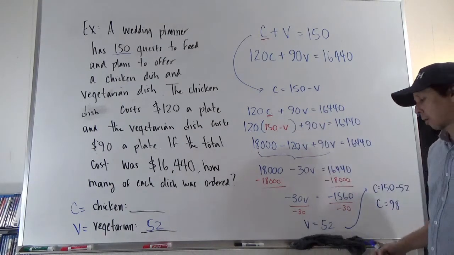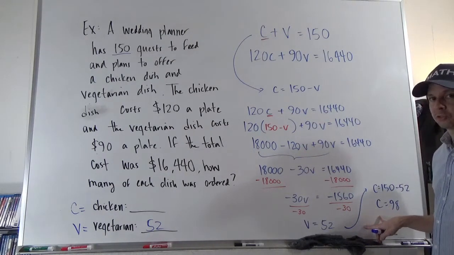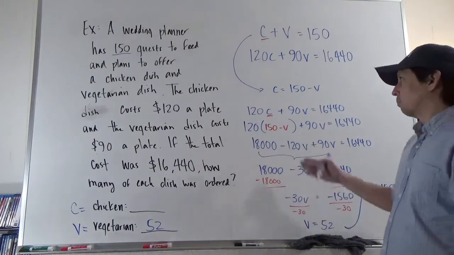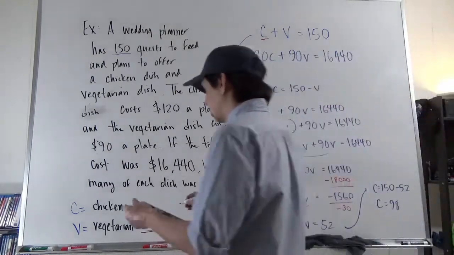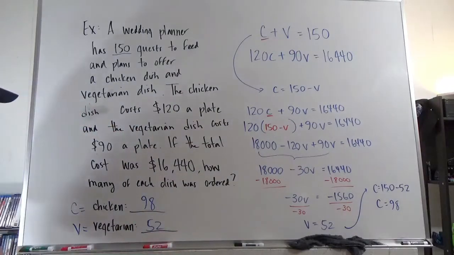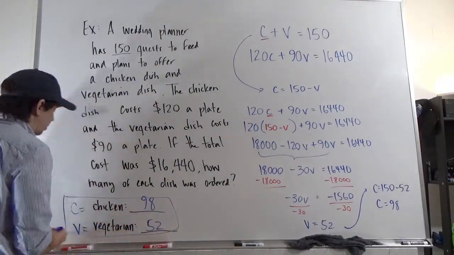It doesn't add up to the correct cost. So that's why it's good to use C and V in a situation like this, or some letters that are easy to know where they go. If you do use X and Y, make sure you go back and write somewhere which one was which, because you cannot switch these. They're not interchangeable. But that's my answer. Okay, that's it for that lesson.